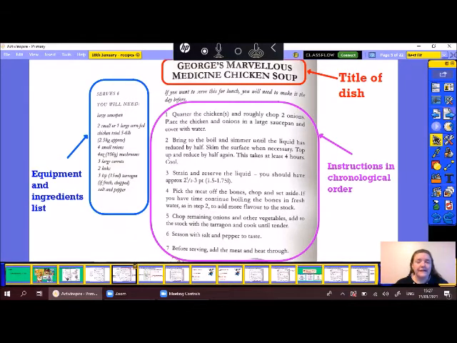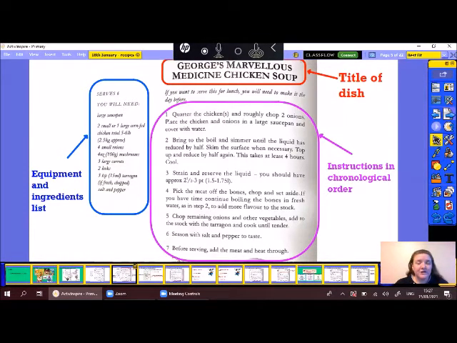I found three really important things. The first thing I found was the title of the dish, so the name of the food that you're making. The second thing I found, which I've circled in blue, is a list of equipment and ingredients that you will need to be able to make that food. And the third and final thing, the most important thing, is in purple, and those are the instructions in chronological order to help you make that food.